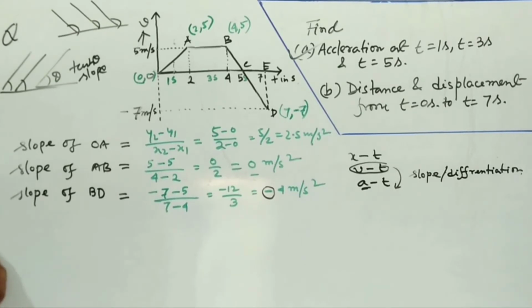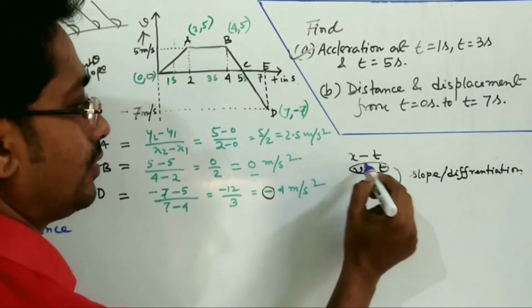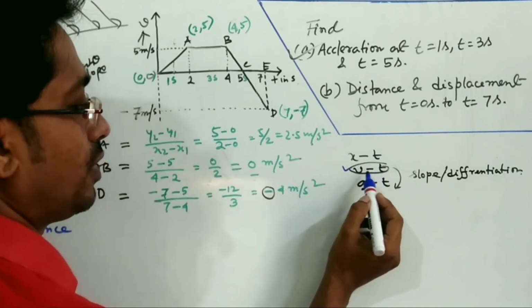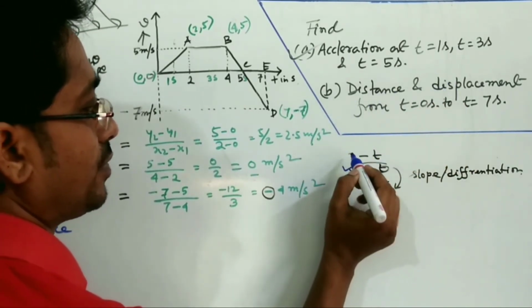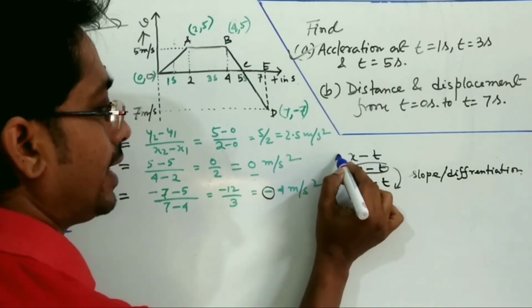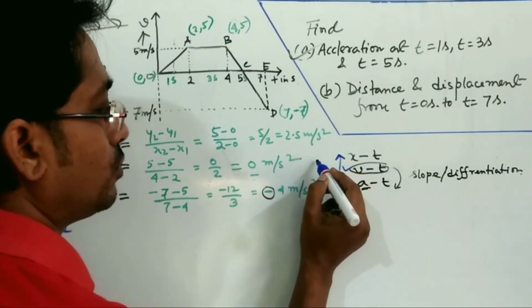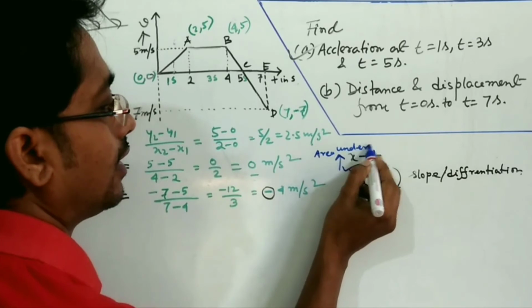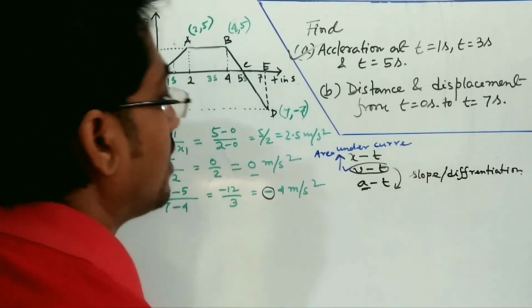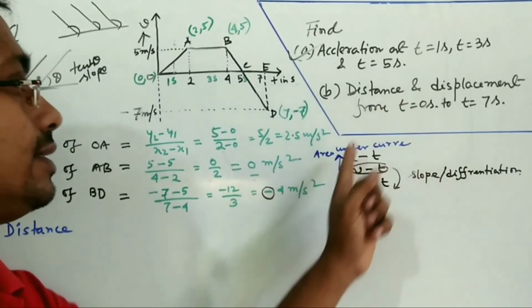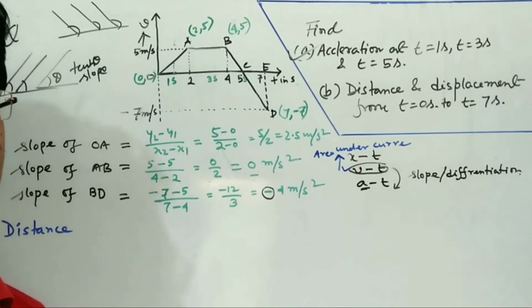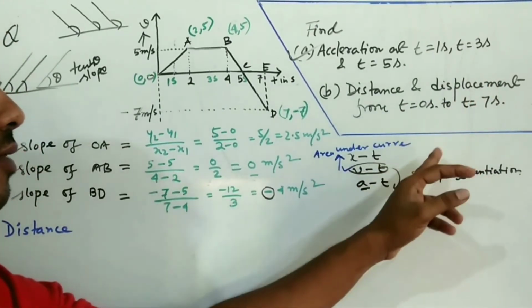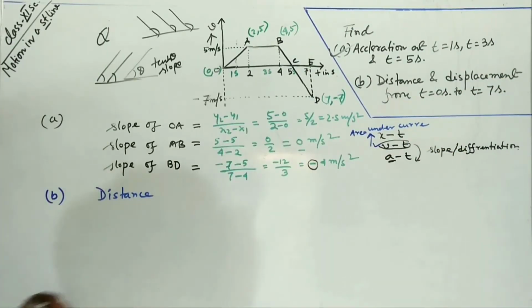So now we have to find the distance. From the VT graph, this is given. If you want to find the distance and displacement from the VT graph, you have to find the area under the curve, the area under the graph. For the case of distance, there is no need to consider the direction. For the case of displacement, you have to consider the direction. Now the distance will be here.